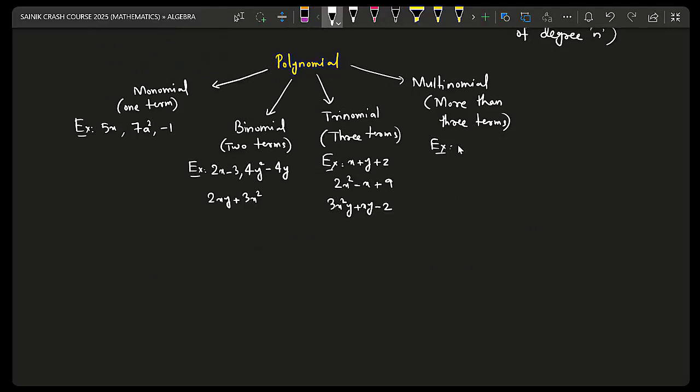Multinomial, more than three terms. 3x square minus 2xy plus y square minus 2x square y. So there are four terms. That means more than three terms, it's called multinomial. So this is the classification based on the number of terms.